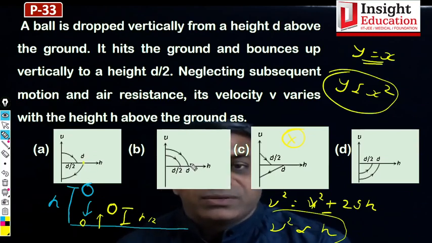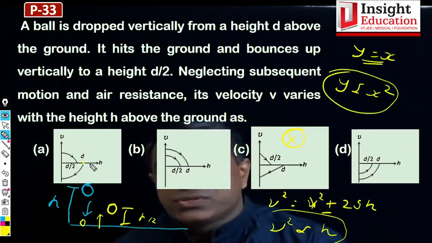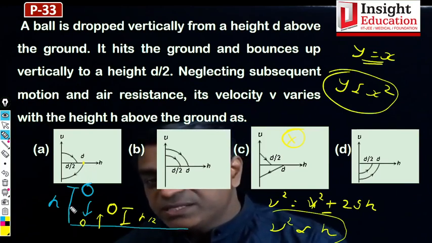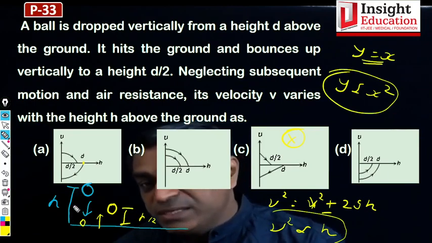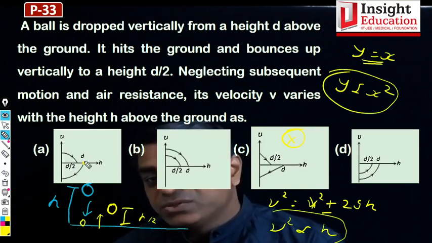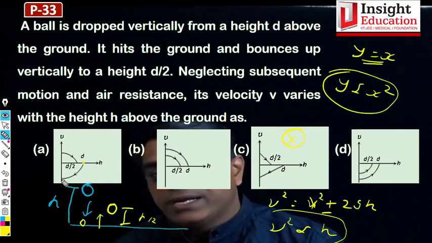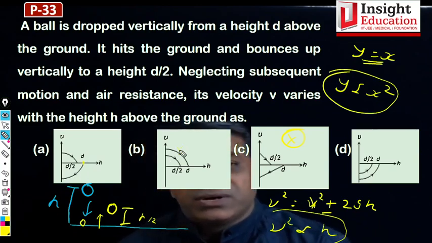Here you can see the starting point, when height h, velocity is 0. With decrease in height, velocity increases but in the negative direction. Now you can see velocity decreases in the negative direction. So that is not possible.